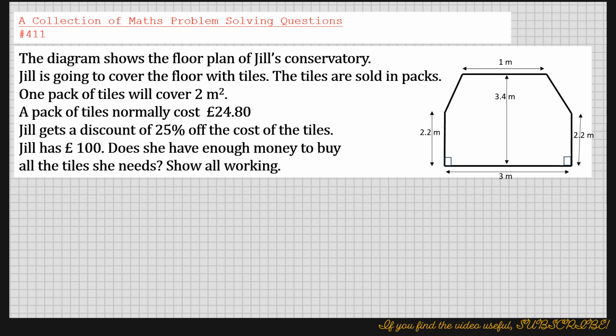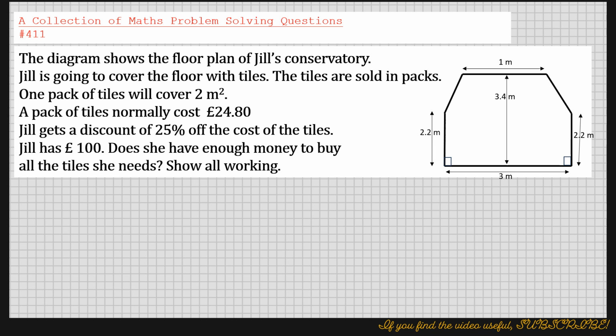The diagram shows a floor plan of Jill's conservatory. Jill is going to cover the floor with tiles. The tiles are sold in packs. One pack of tiles will cover 2 meters square. A pack of tiles normally costs £24.8. Jill gets a discount of 25% off the cost of the tiles. Jill has £100. Does she have enough money to buy all the tiles she needs?